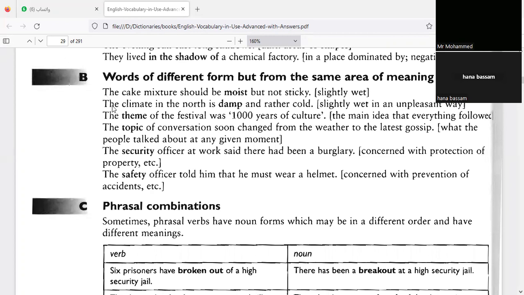Now let's move to the second example. The climate in the north is damp. So what does it mean? What does damp mean? The same thing, slightly wet, but in a, yes, Hannah? It's the same. Yeah, slightly wet in an unpleasant way. يعني هي wet بس in an unpleasant way, لكنها بطريقة يعني تدي negative. Damp. So the climate in the north is damp and rather cold. Okay, so both of them wet, لكن التانية بتدي unpleasant way. Okay.